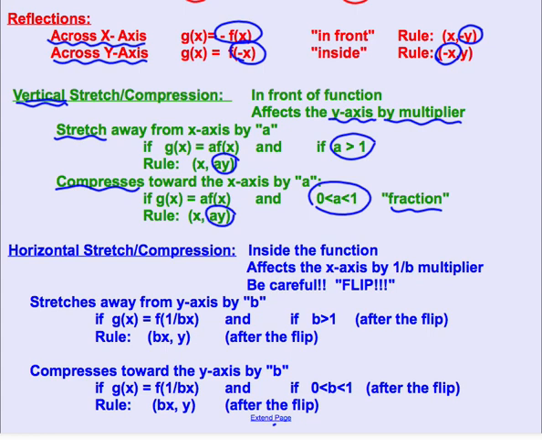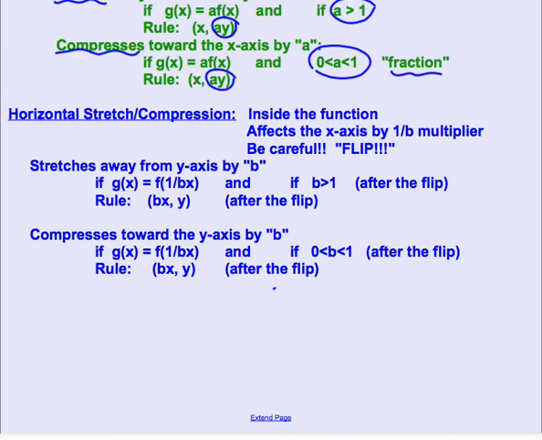All right, our last type, here in the blue, is our horizontal compressions and stretches. They are inside the function. They affect the x-axis by that 1 over b multiplier, and we have to be careful. We have to flip it, so think opposite. It's inside the function. In this case, 1 over b, and if our b is greater than 1 after the flip, then you're going to have a horizontal x-axis stretch.